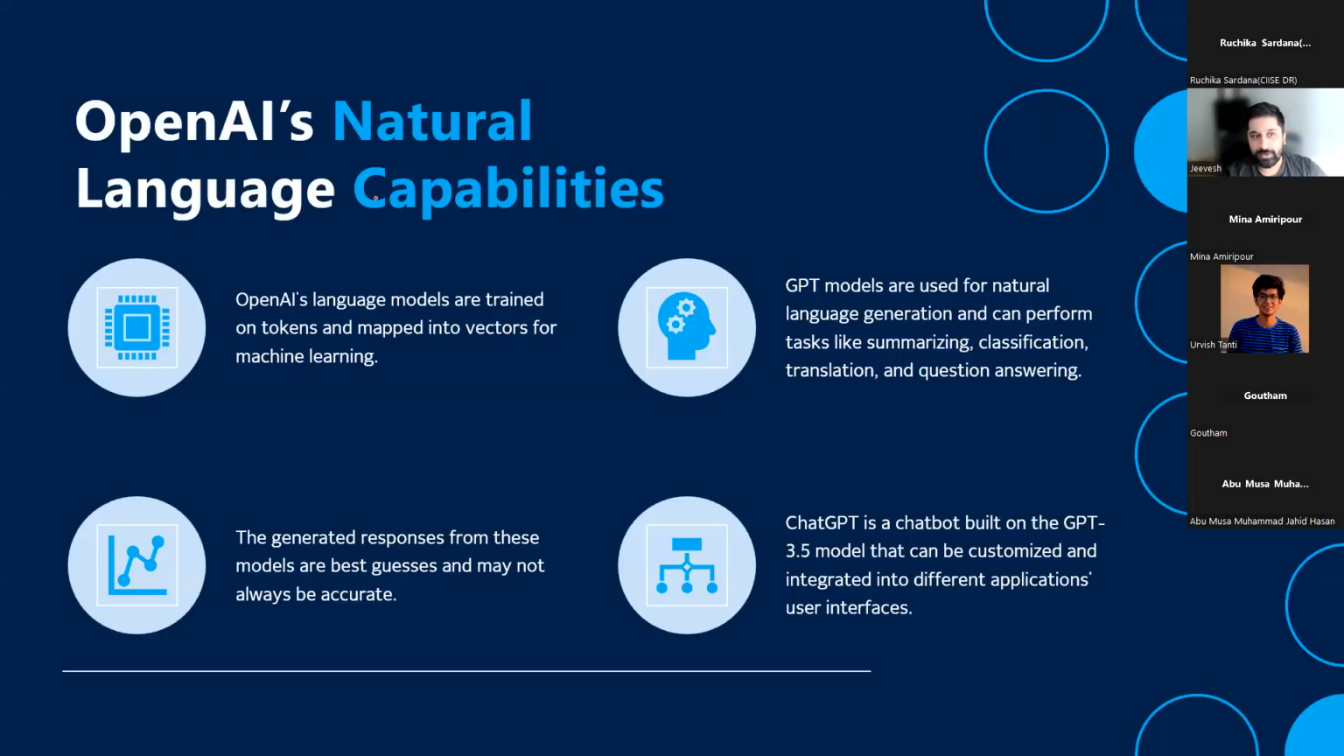So let me come back to our slides. OpenAI's natural language capabilities include: OpenAI models are trained on tokens and mapped in vectors for machine learning. GPT models are used for natural language generation, where you can have summarizing, translation, question answering, classification. Generated AI responses for these models are best guesses and may not always be accurate, like we saw.